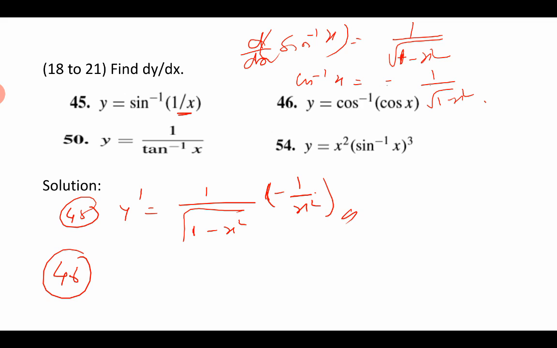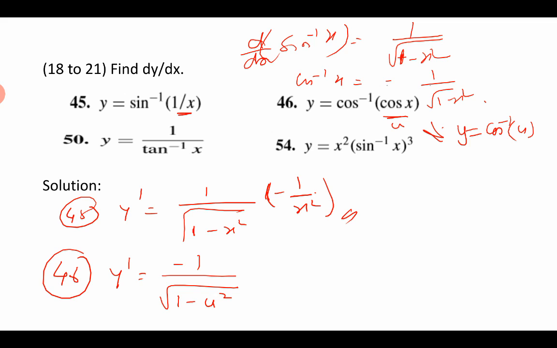For 46, what do you do? You consider this is u. This is given as y is cosine inverse u. Use the formula. So y prime is negative 1 over root of 1 minus u square, into the derivative of u. When you differentiate cosine, it will be minus sin x. So this will be positive sin x in the numerator, divided by root of 1 minus u square.